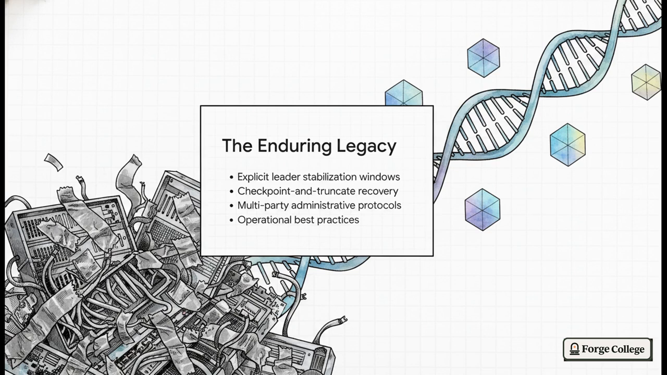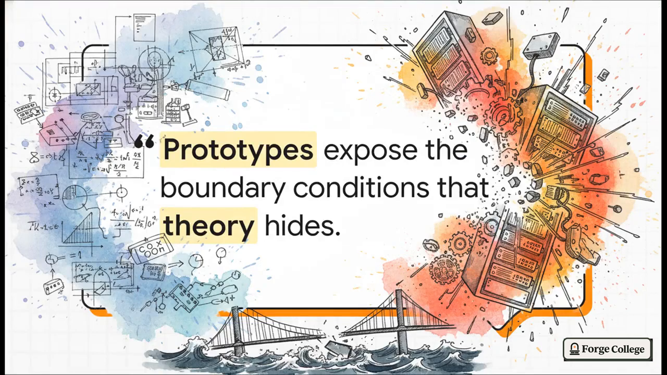We quite literally would not have the blockchain stability we enjoy today without the early community documenting those exact prototype failures and collaborating on the fixes together. Prototypes expose the boundary conditions that theory hides. I just love that quote. It perfectly captures our entire journey today.